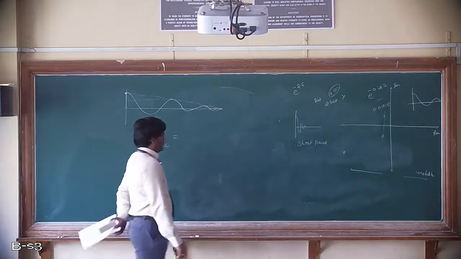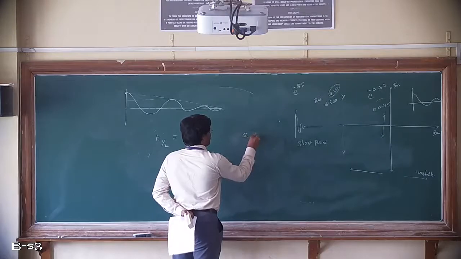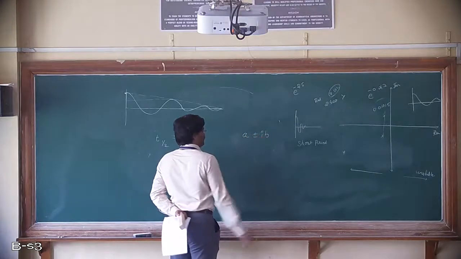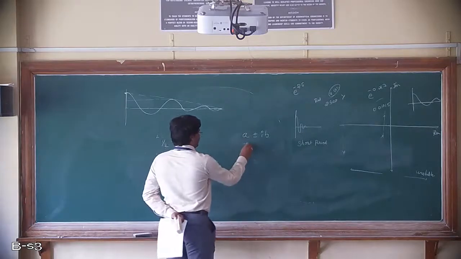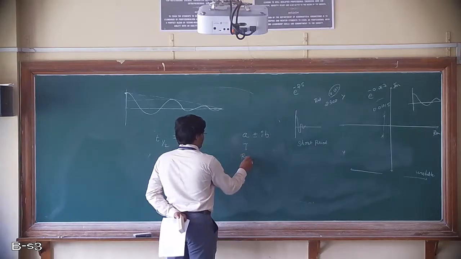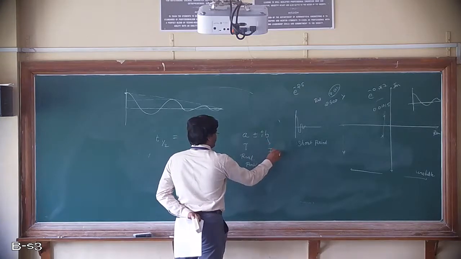We are solving some numericals. Numericals are very, very important from the GATE point of view. Just be careful. Just see here. How much time? Already we discussed that we are getting complex conjugate numbers. Those are nothing but A plus or minus iB.